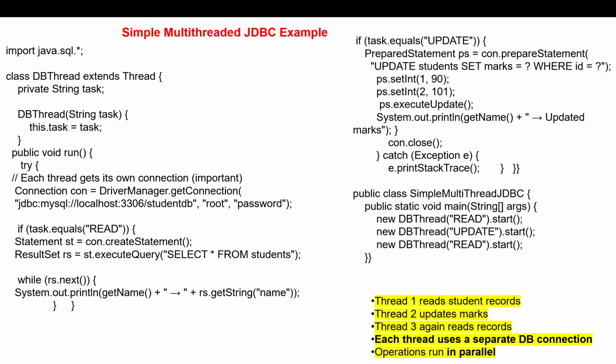In the main class, we start three threads. The first thread reads student records, the second thread updates student marks, and the third thread again reads the records. All these threads run in parallel and each one uses a separate database connection.